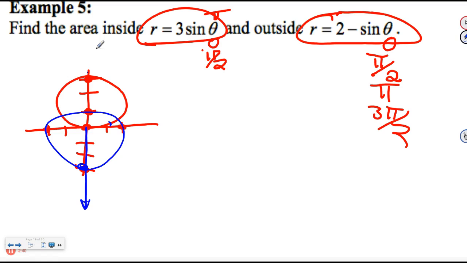It says find the area inside the circle and outside the lemniscate. Go ahead and shade in what you're supposed to be finding. College Board will do it for you, but if you know, it's so much more helpful. So go ahead and shade in the part that you're going to be finding. I need to stay in the circle and outside. So I'm going to be doing this guy.